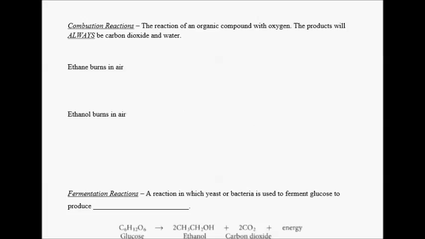The third type of reaction is combustion. An organic compound reacts with oxygen. The products have to be carbon dioxide and water. So ethane, eth is 2, ane, double and add 2 to get the number of H's, reacts with oxygen to produce carbon dioxide and water.